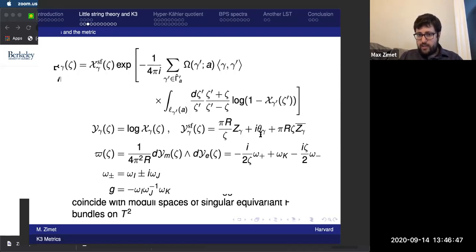And so one just writes down the action. So this line operator is some Wilson-'t Hooft line. So it describes some very heavy probe particle in the little string theory. And so this is just the action of that probe particle wrapping that large circle. This is just the classical action of that probe particle. So Z gamma is the central charge of that particle. So this is roughly the mass of that particle.